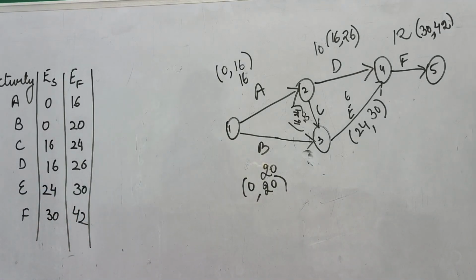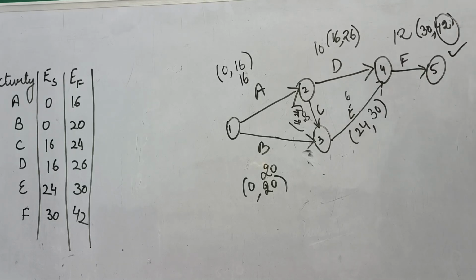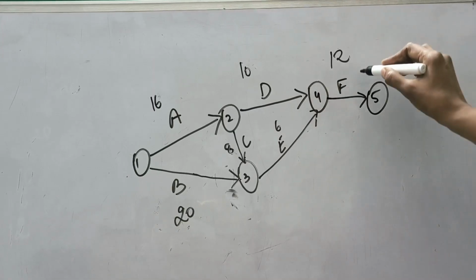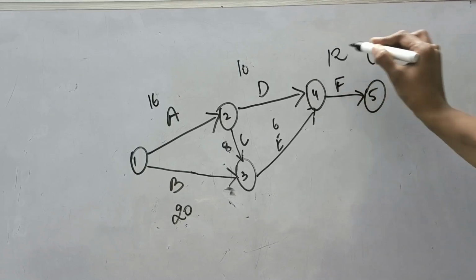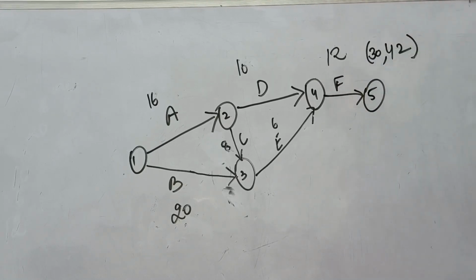Now let's start with the calculation of latest start and latest finish. As I told you earlier, you have to start at the back. So at the back we have ended up with 42 now, so we will be starting with 42. Let's just erase these ES and EF. So now we will be starting with 42 over here. So for this activity, 42 minus 12, it will be 30.